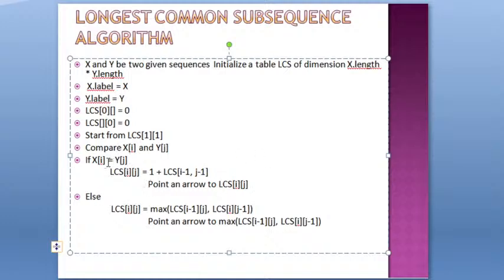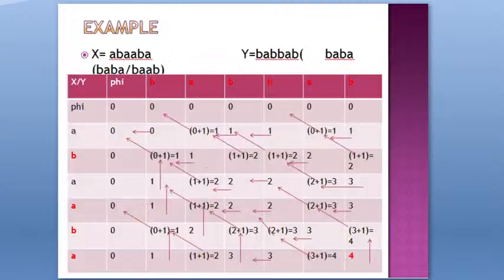If the characters don't match each other, then what do I need to perform? Max of LCS of i minus 1 comma j, or LCS of i comma j minus 1. Now what is the meaning of this? See, if it is not matched, see here A with B, it is not matched. So I need to take the maximum between the previous row and the previous column.